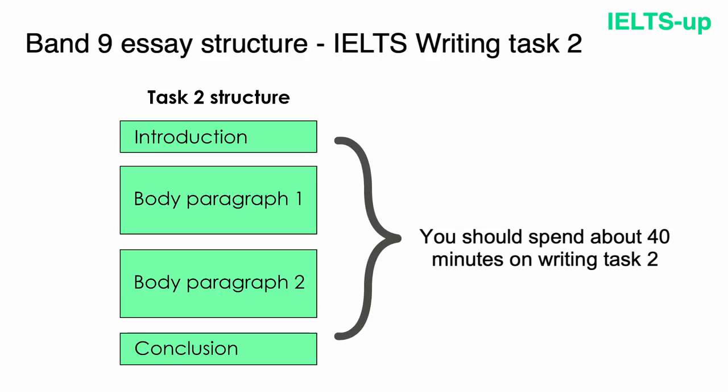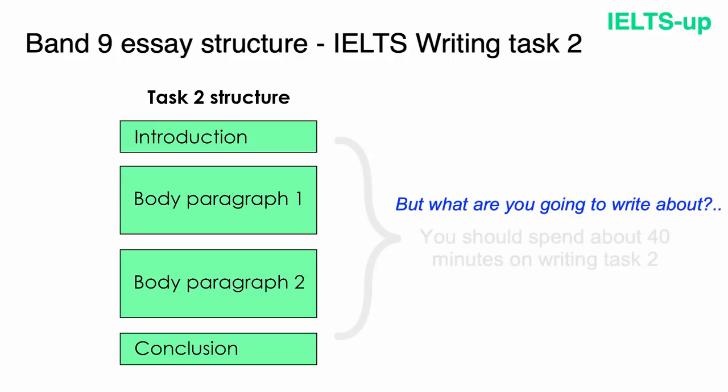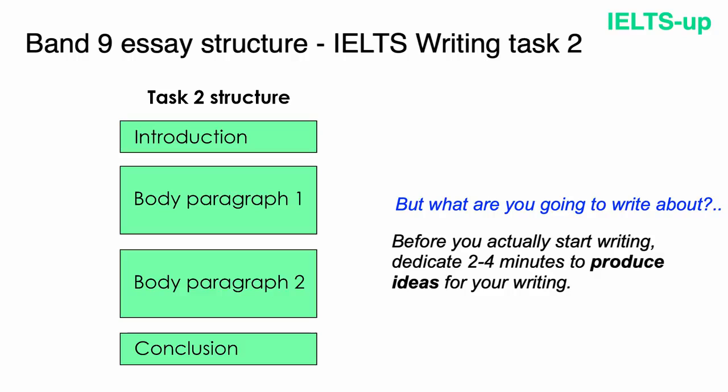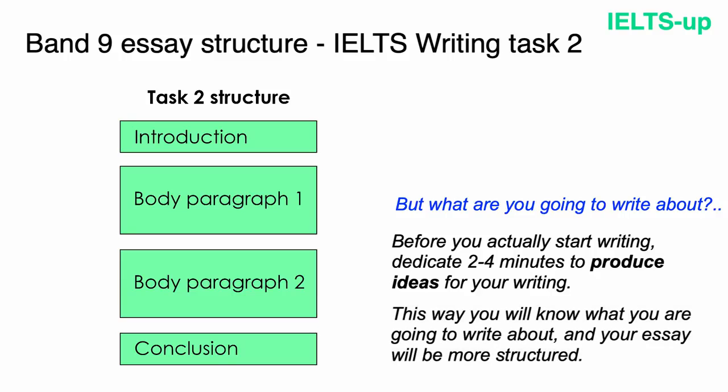You should spend about 40 minutes on writing task 2. Wait, but what are you going to write about? Well, before you actually start writing, you have to dedicate 2 to 4 minutes to produce ideas for your writing. This way, you will know what you are actually going to write about, and your essay will be more structured.